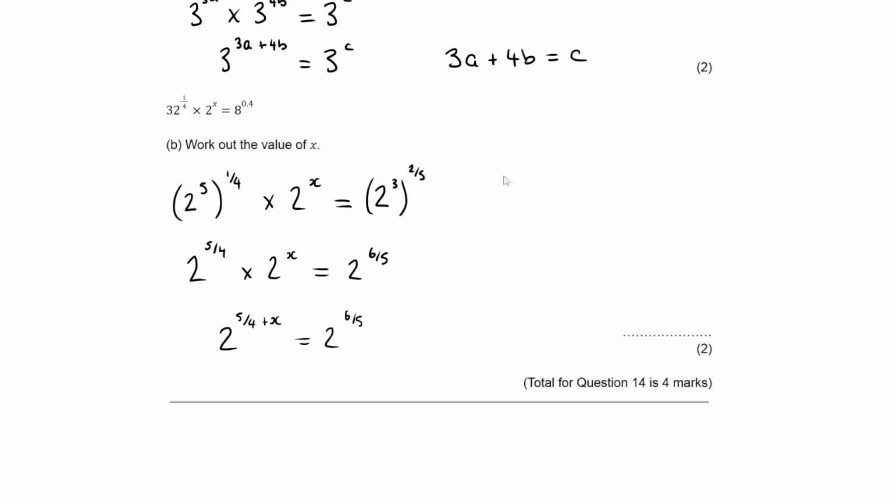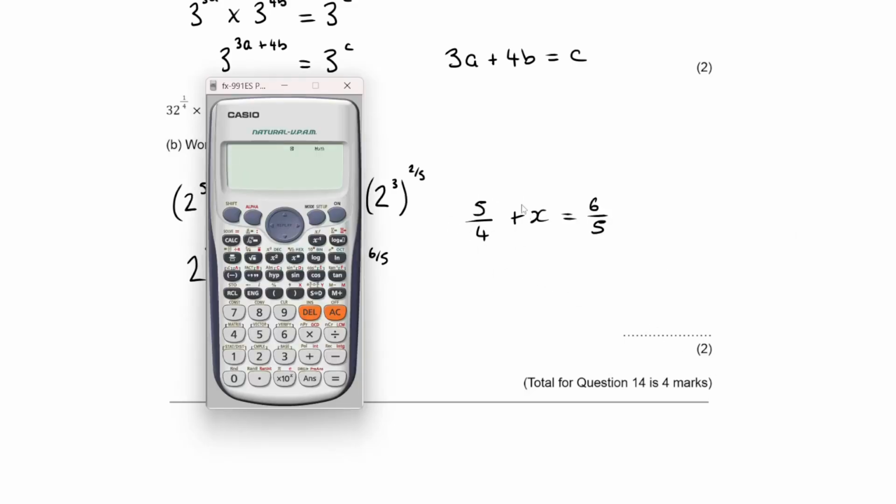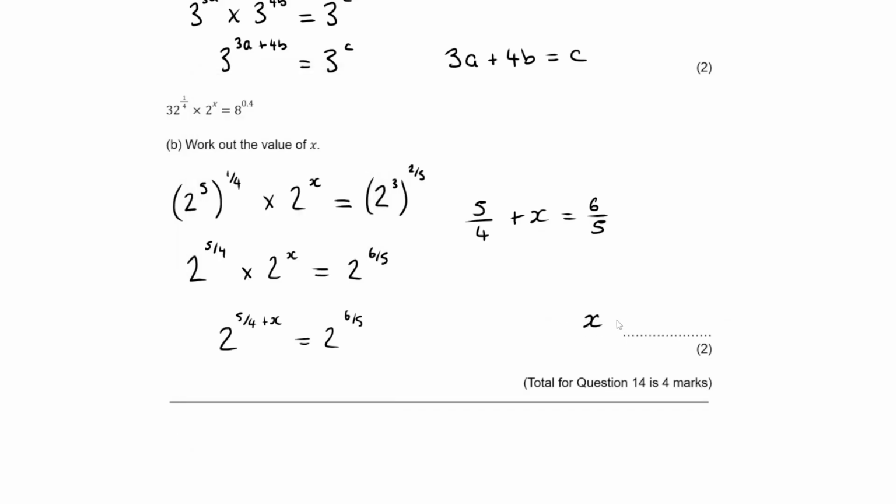And then, same logic as before, if we've got 2 to the power of something is equal to 2 to the power of something else, then surely those powers are equal to each other. So I can separate that as its own equation. Now it's just a linear equation. I just need to take away 5 over 4. So we might as well just do that in the calculator. We've got 6/5 minus 5 over 4. So that gives me negative 1/20, or you could write it as negative 0.05, doesn't really matter. So x is negative 0.05.